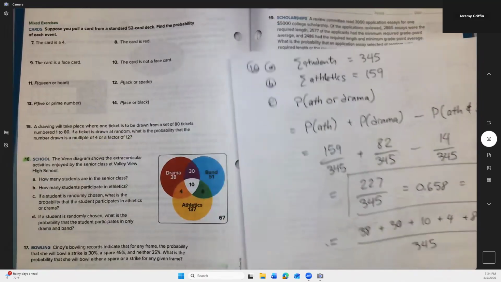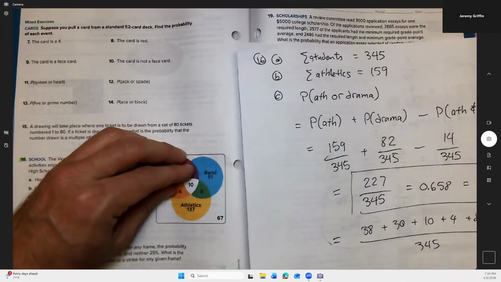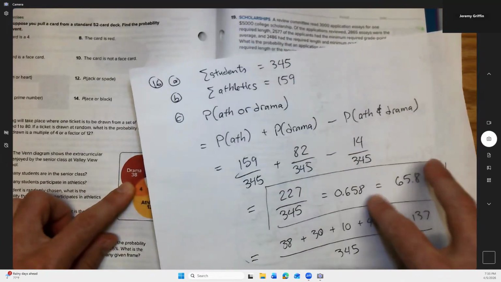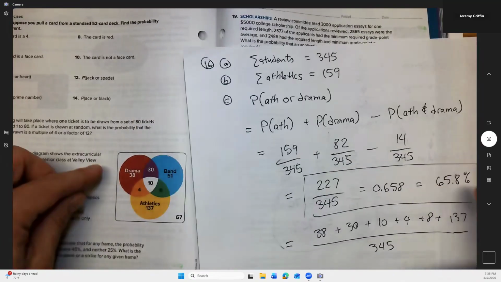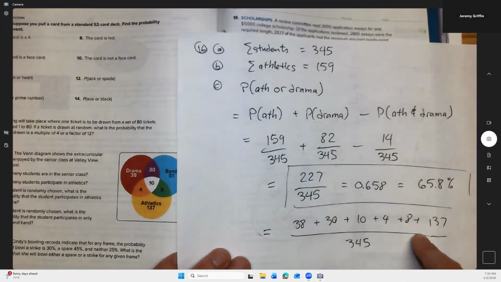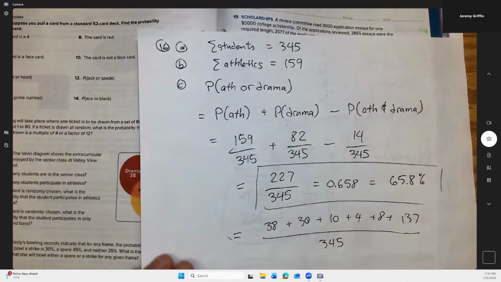Okay, so whether you're counting this bubble and then this bubble individually and then subtracting where they overlap, which is what I did first and boxed in here, or if you just count up all the spaces and you only ever count everybody once, which is what I did here, either way, you get the exact same answer. Okay.